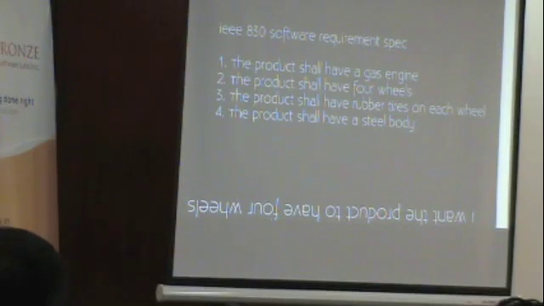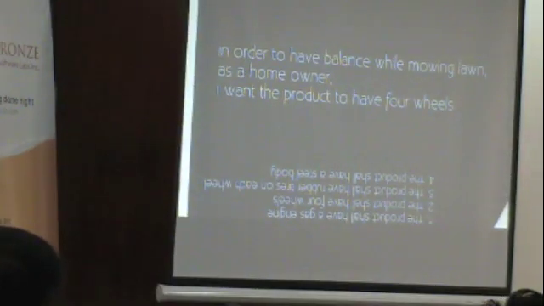And then again, the business writes it this way. In order to have good balance while mowing my lawn, as a homeowner, I want the product to have 4 wheels. Okay? So what were you envisioning, just given software requirement specs, compared to knowing what the value of the requirements are? You can't prioritize because you just do it one by one, module by module, and your target is just to check that off the list.